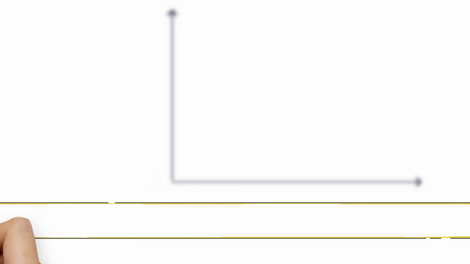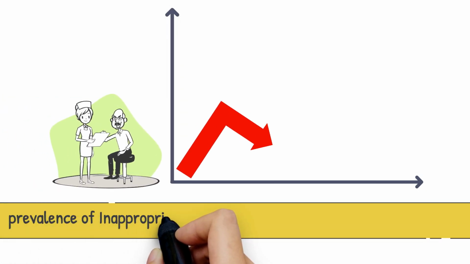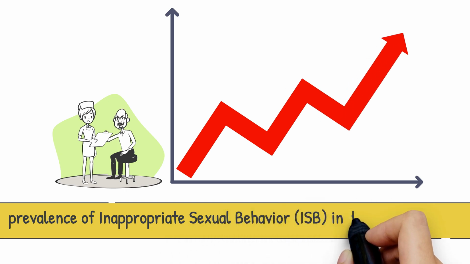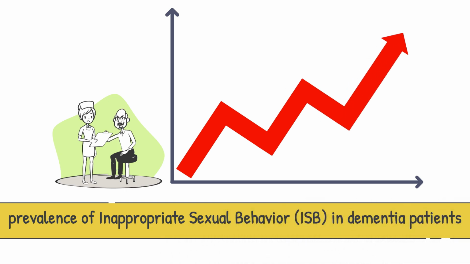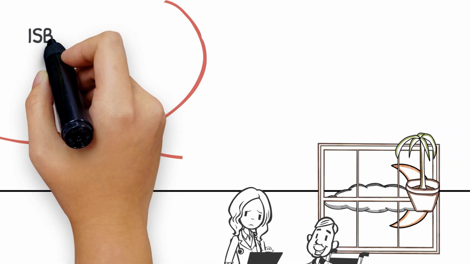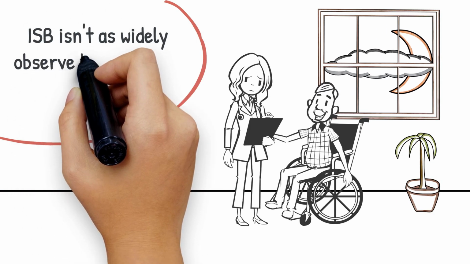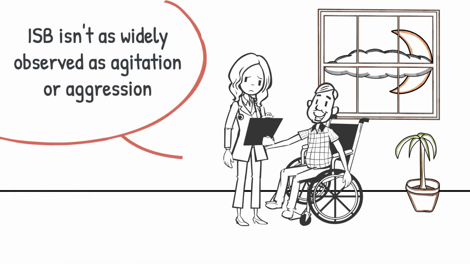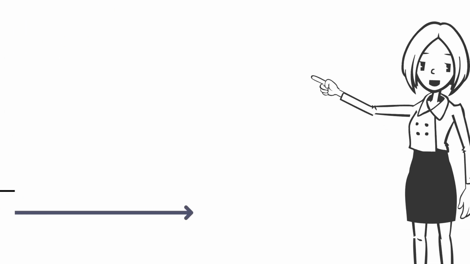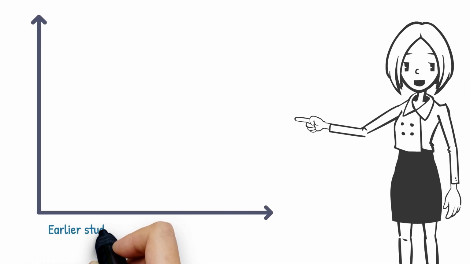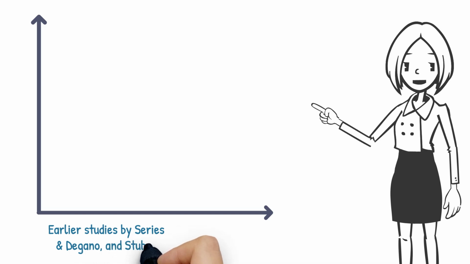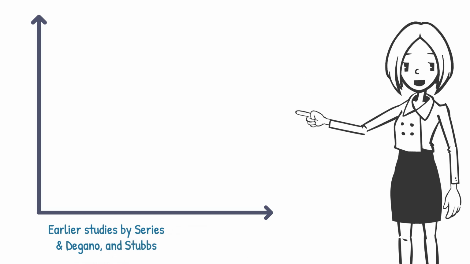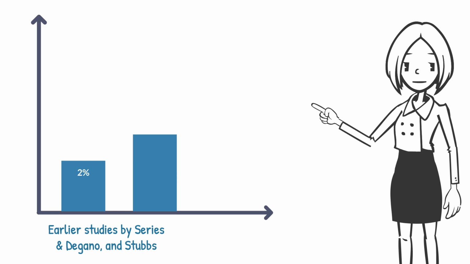Prevalence and significance of ISB in dementia patients. Let's turn our attention to the prevalence of inappropriate sexual behavior, ISB, in dementia patients, a crucial aspect for comprehensive dementia care. Picture this: while ISB isn't as widely observed as agitation or aggression, its presence is still notable and impactful. Imagine a spectrum where on one end, earlier studies like those by Series and Degano and Stubbs show a prevalence ranging from 2% to 17%.